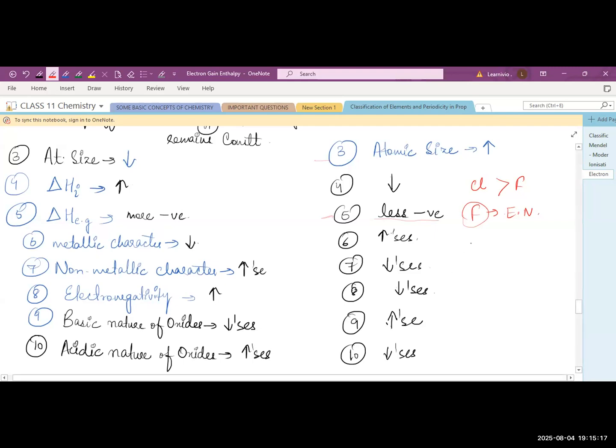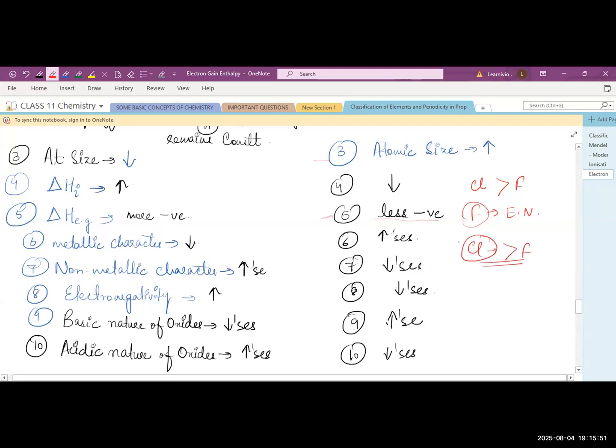Because when you add electron to chlorine, what happens? It releases more energy, right? हमने electron gain enthalpy में क्या कहा था? It will release more energy. So जितना easily वो electron accept कर लेगा, it will release more energy, right? So chlorine के केस में क्या होता है? It will release more energy on gaining an electron than fluorine. So that's why chlorine की electron gain enthalpy ज़्यादा negative होती है as compared to the fluorine.